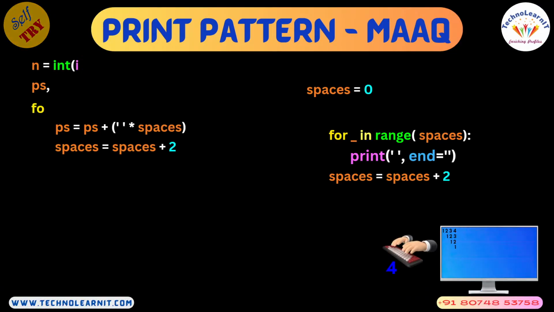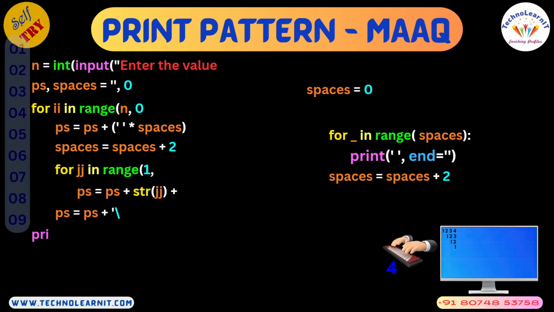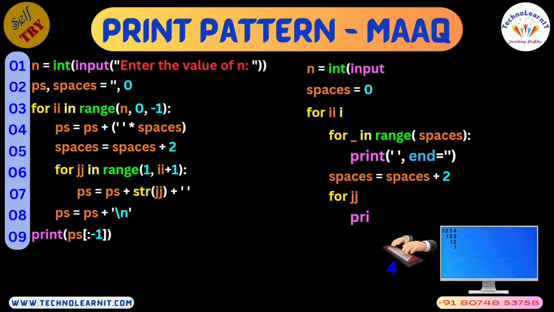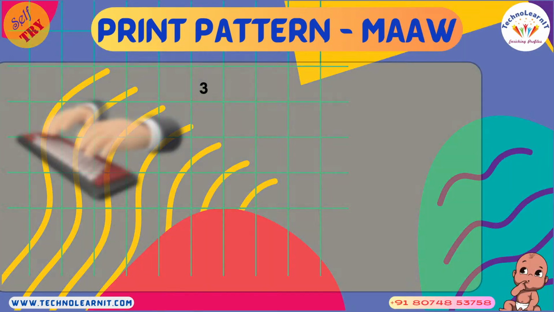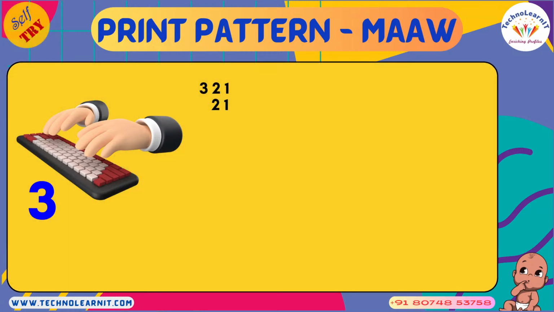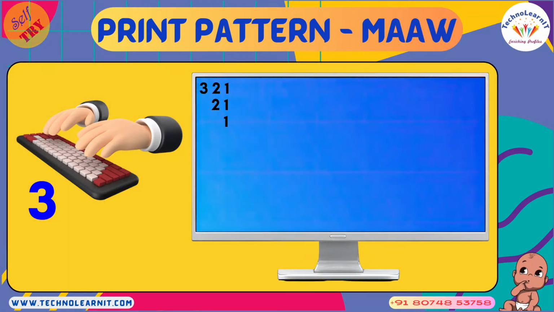Next, okay, this is the same code. I am not going to spend any time. I have already shown you this code for this pattern just now, and I'm not going to spend any time on this. The next one is interesting. Input is 3.